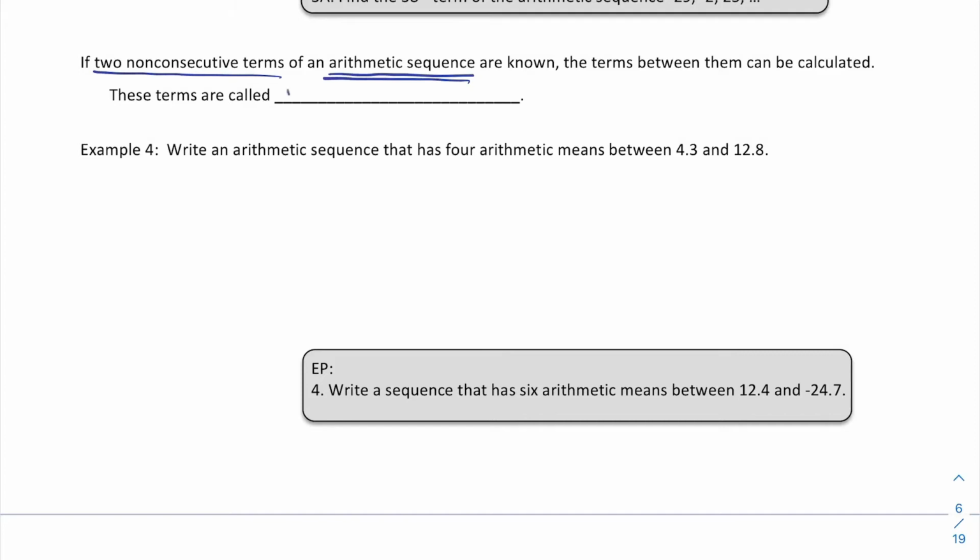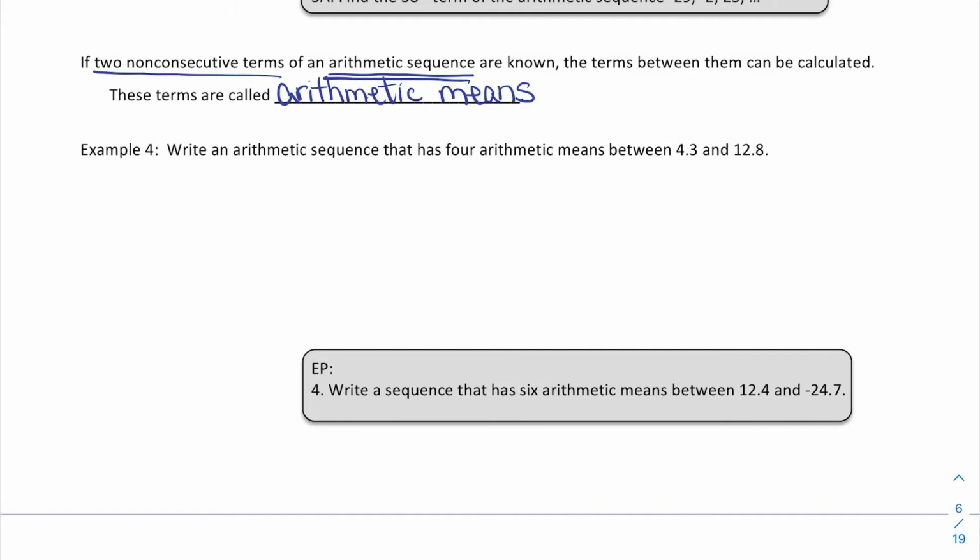And these terms are called the arithmetic means. If you remember in middle school, in Algebra 1, you talked about mean, median, and mode, and the mean was the average, and that's going to be involved in what we're going to do to find the arithmetic means. So the arithmetic means is where you're trying to find numbers in between terms in a sequence.